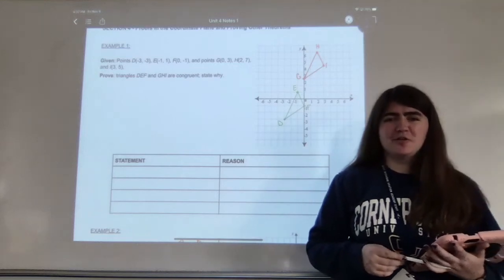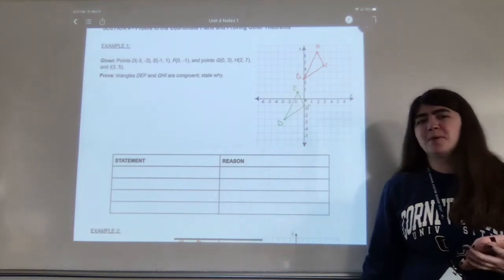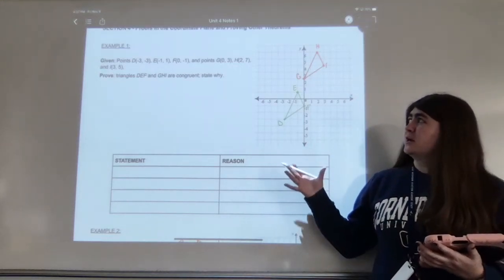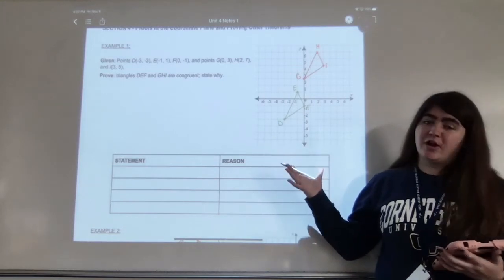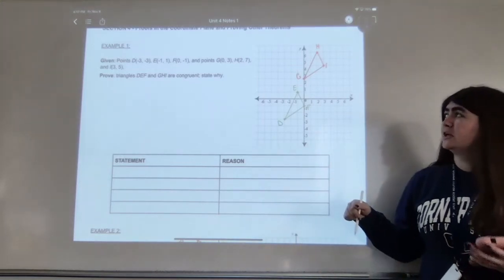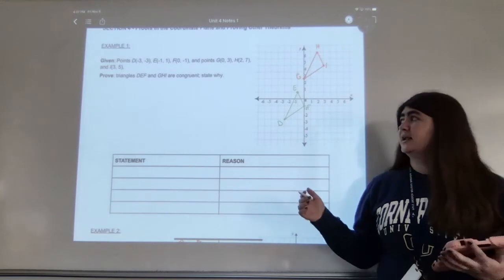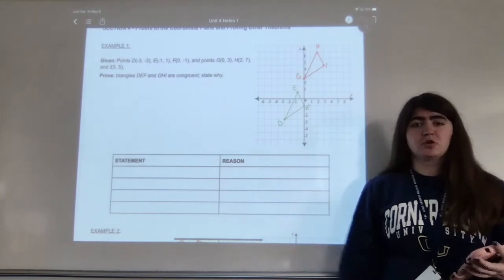Welcome back to Unit 4, Section 3. Today we are talking about proving some items in triangles in the coordinate plane and proving other theorems. So we're going to go ahead and start with proving triangles in the coordinate plane.